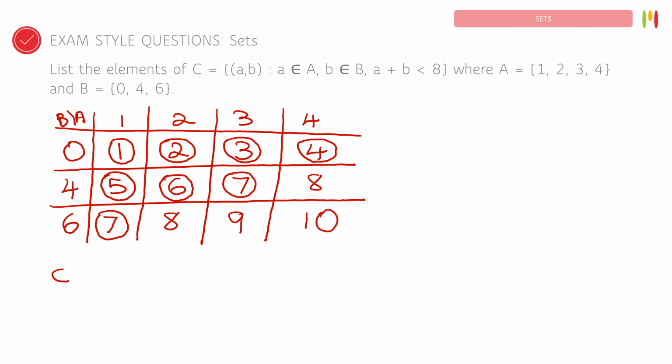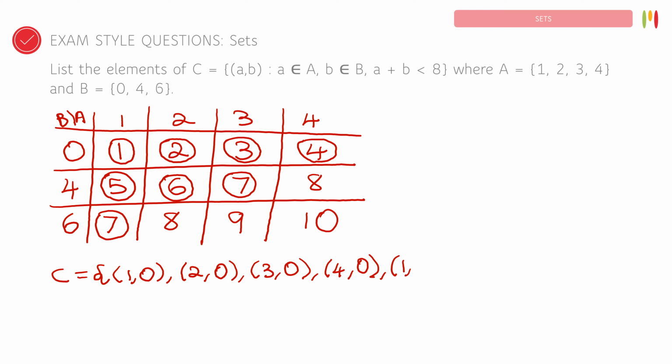So we know that set C contains the coordinates (1, 0), (2, 0), (3, 0), (4, 0), (1, 4), (2, 4), (3, 4), and lastly (1, 6).